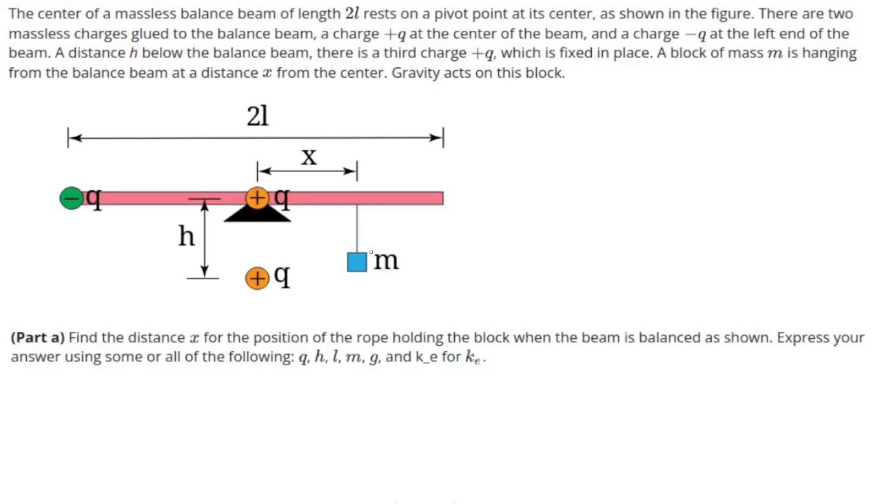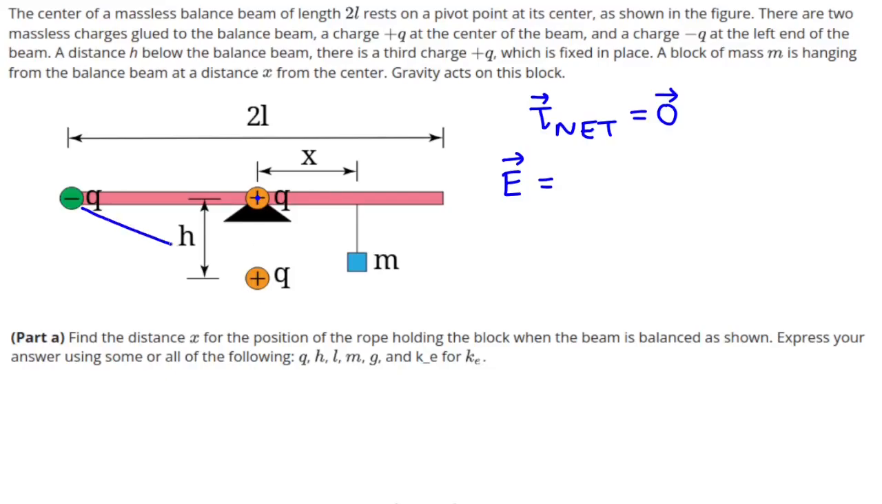So in part A, we'll find the distance x for the position of the rope that's holding the block when the beam is balanced. So this means that the net torque about the pivot is 0 for the beam to be balanced. Because we're taking the torque about the pivot, the electric force acting on a positive charge does not produce a torque. So the electric field acting at the point of the negative charge is a superposition of the electric fields of the two positive charges acting at that point.